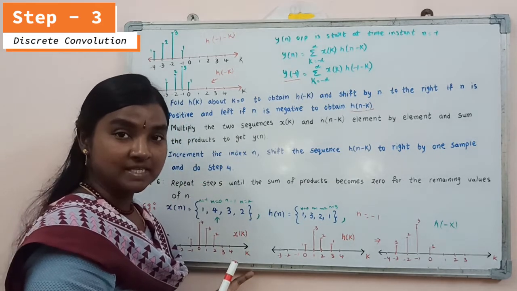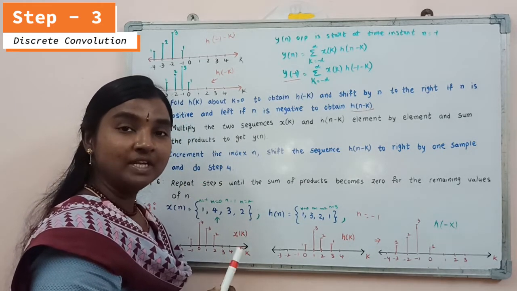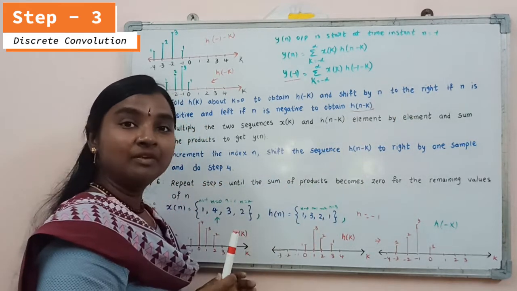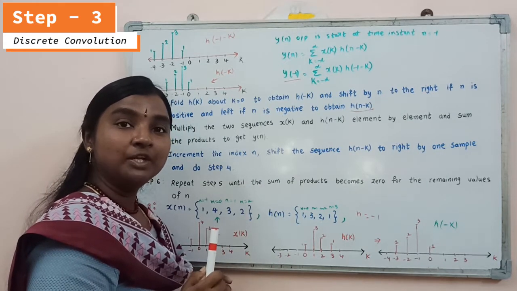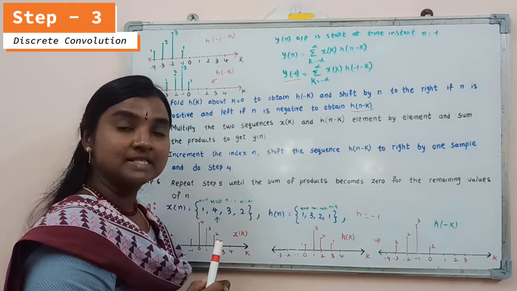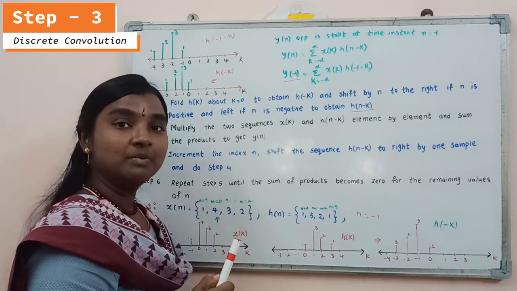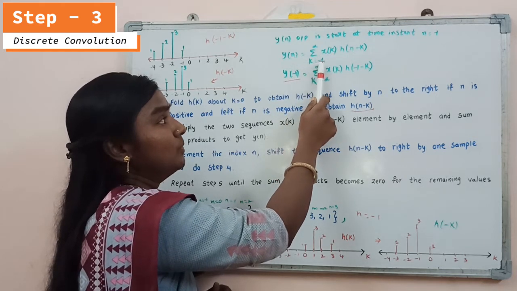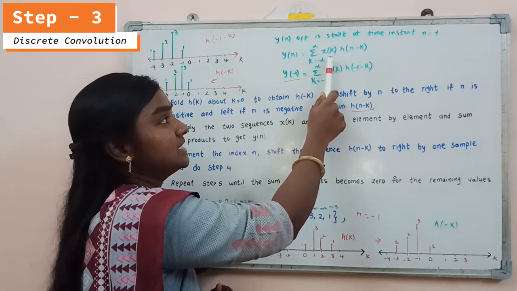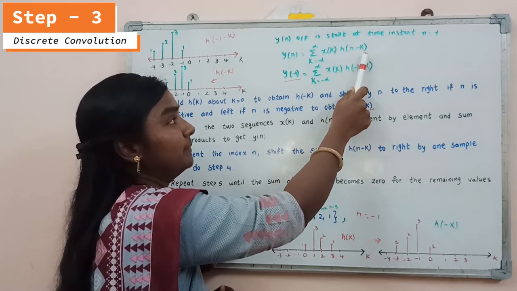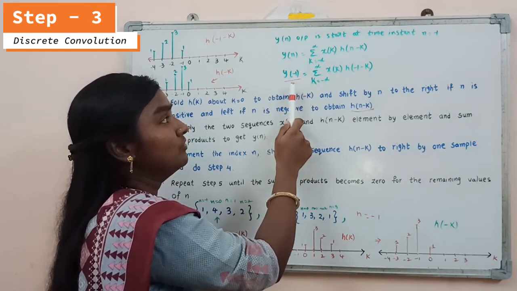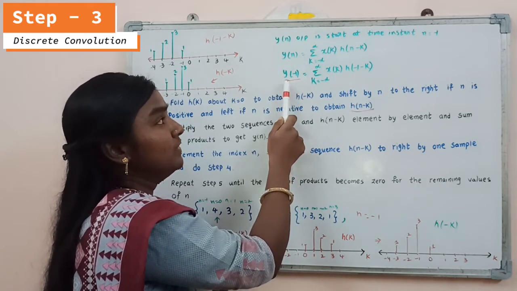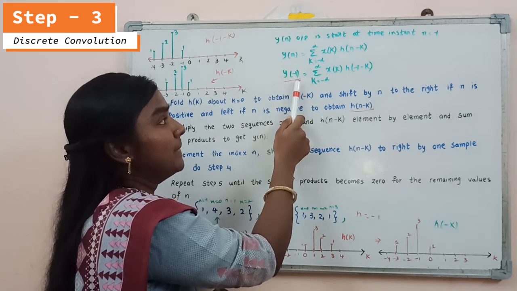Now coming to this example, the output sequence y of n is going to start at the time instant n equal to -1. When we do convolution of the given two discrete time domain signals x of n and h of n, the principle we use is that y of n equals the summation over k from minus infinity to plus infinity of x of k h of n minus k. Now we first need to find the amplitude at the time instant -1, so we substitute n equal to -1 here.